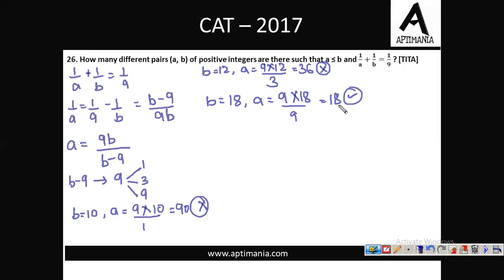So this is one of the solutions that we have obtained for the given equation. Let's go ahead. This was the case when b minus 9 is a factor of 9. Now b minus 9 can never be a factor of b, but b minus 9 can be a factor of 9b. Right?